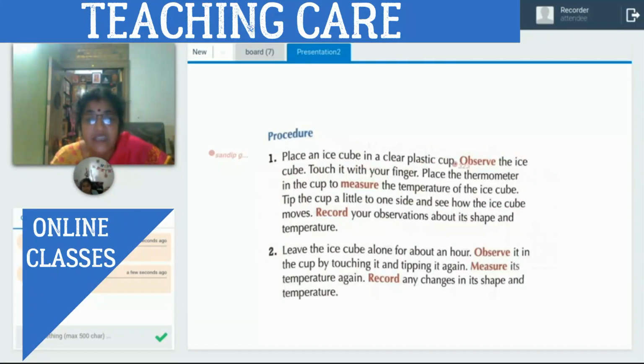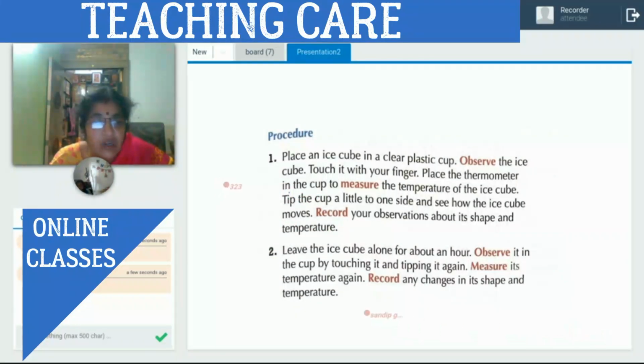Place an ice cube in a clear plastic cup. Observe the ice cube, touch it with your finger, place the thermometer in the cup to measure the temperature of the ice cube. Then tip the cup a little to one side, see how the ice cube moves. Record your observations about its shape and temperature, right? Next, leave the ice cube alone for about an hour. Observe it in the cup by touching it and tipping it again. Measure its temperature. Record any changes in shape or temperature, right?